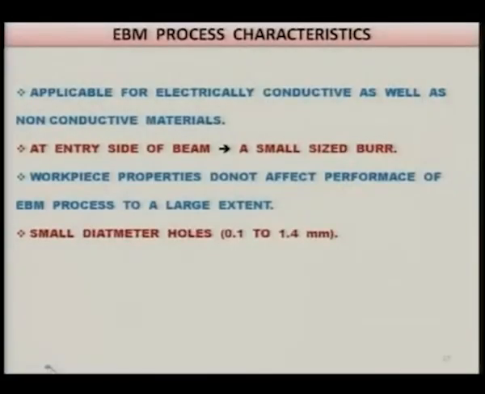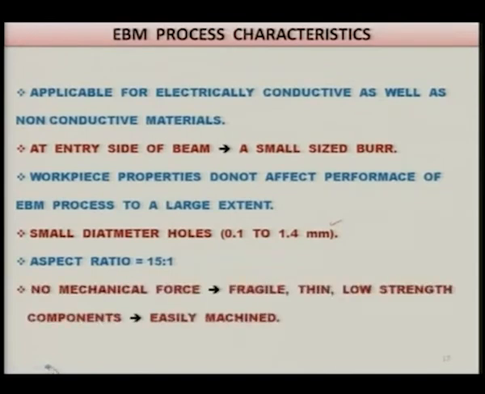A small diameter hole can be made as small as 0.1 millimeter and large size 1.4 millimeter. This will definitely depend upon various factors like the pulse energy and the size of the beam that you are obtaining after concentrating the beam. Aspect ratio is not greater than 15:1 in most of the cases unless special arrangements are made.